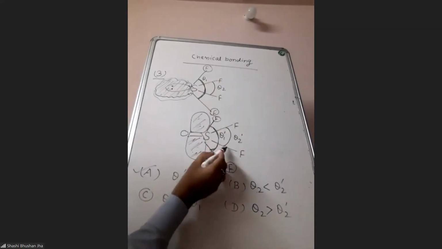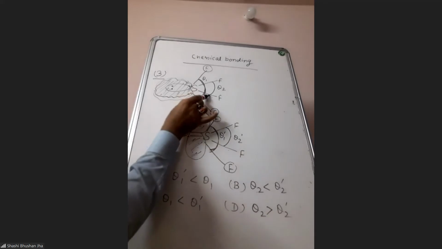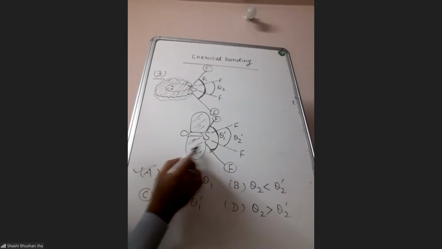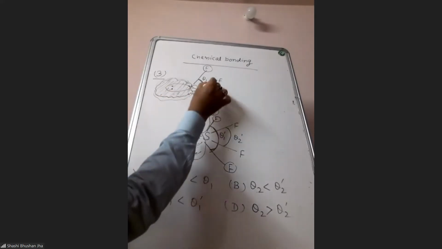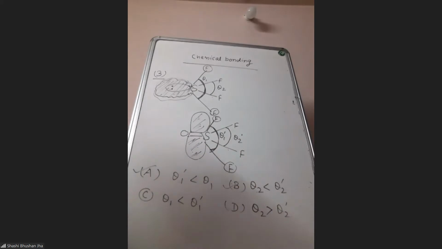Now similarly you can compare θ2 and θ2 dash. θ2 is the angle between these two equatorial bonds. Here θ2 dash is the angle between two equatorial bonds in the second figure. Now in the first figure, the electron density of the lone pair is repelling these two equatorial bonds more. But here the electron density of the pi bond is repelling these two equatorial bonds less. So because of more repulsion by the lone pair in the first case, the angle between these two equatorial bonds will decrease more. Here it will decrease less. So θ2 will be less than θ2 dash. So option B will be correct.